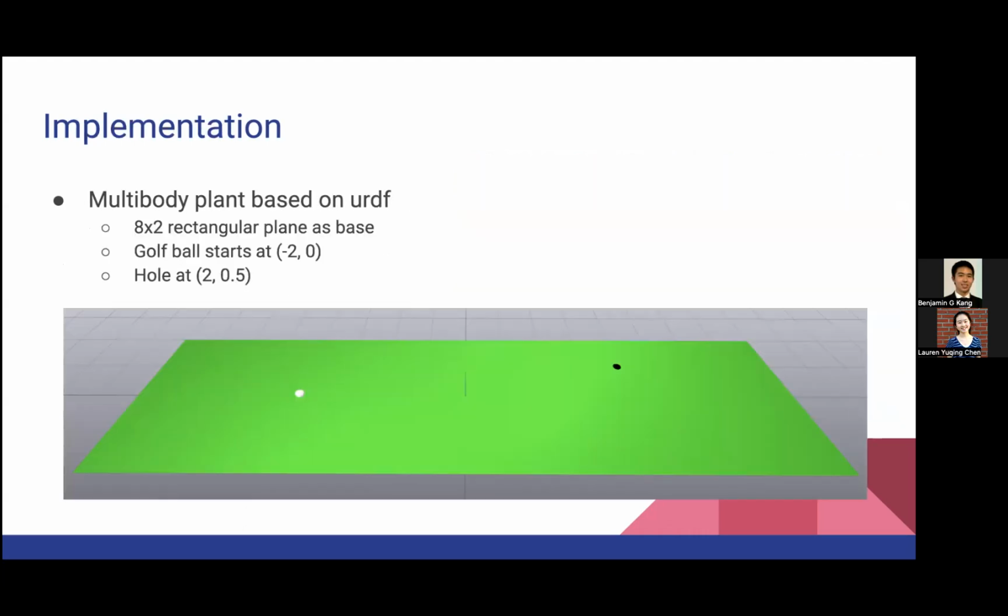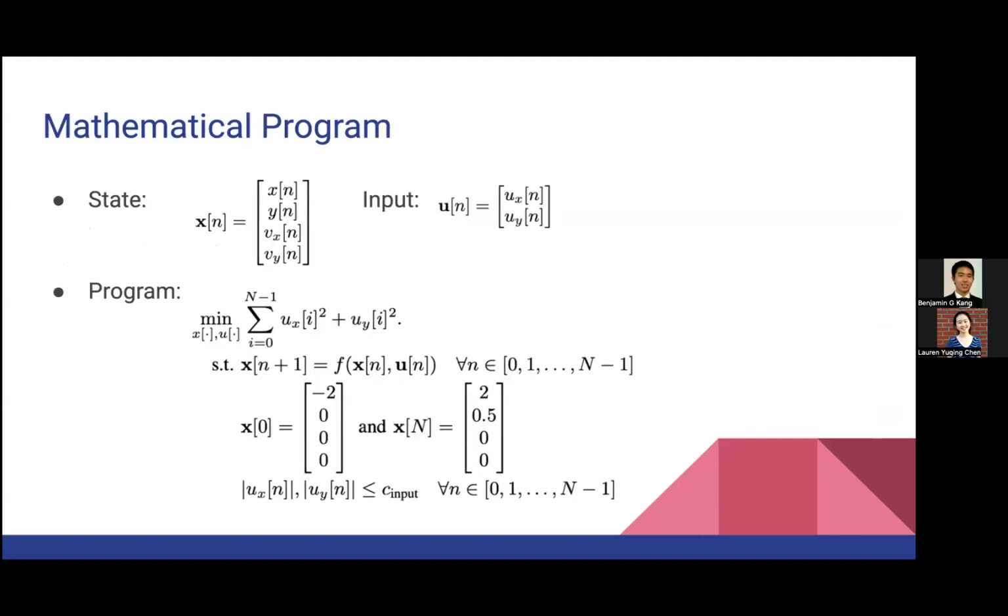So we implemented our system as a multi-body plant using Drake. Our ground is an 8x2 rectangle. Our golf ball is the white ball on the left, and the hole is the black circle on the right.